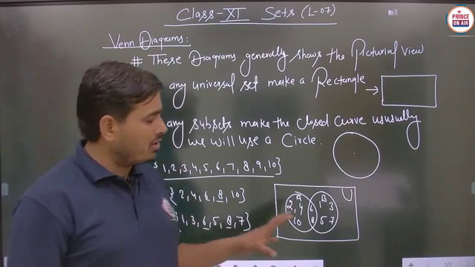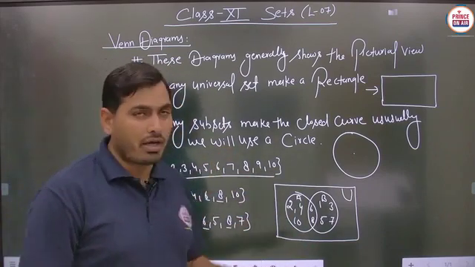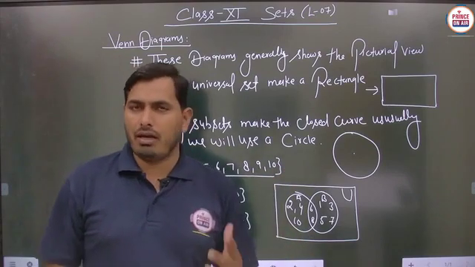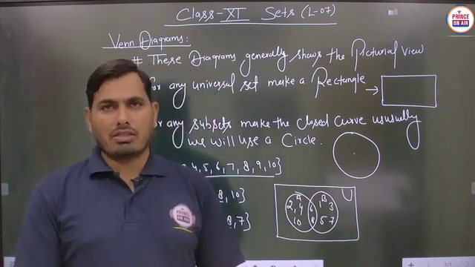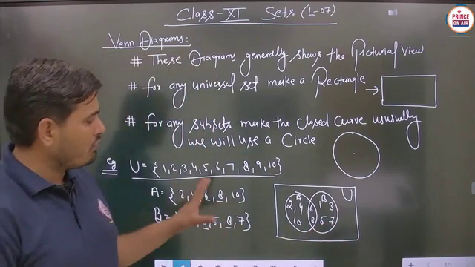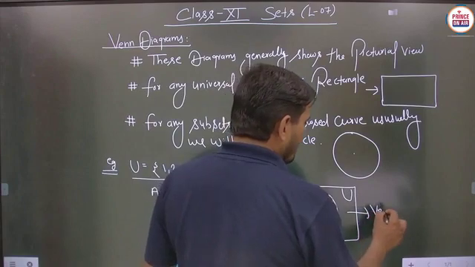So student, each and every element should be properly managed by two figures, the rectangle as well as the circle. The rectangle will represent the universal set, and the circle will represent the subset. So definitely this type of diagram we have to make for any set, and this type of diagram is said to be the Venn diagram.